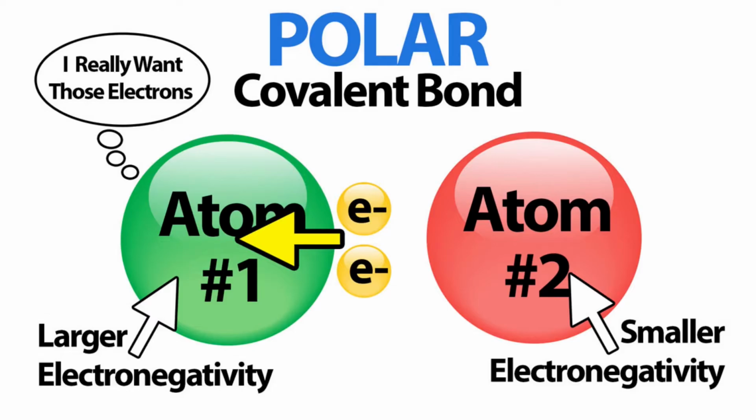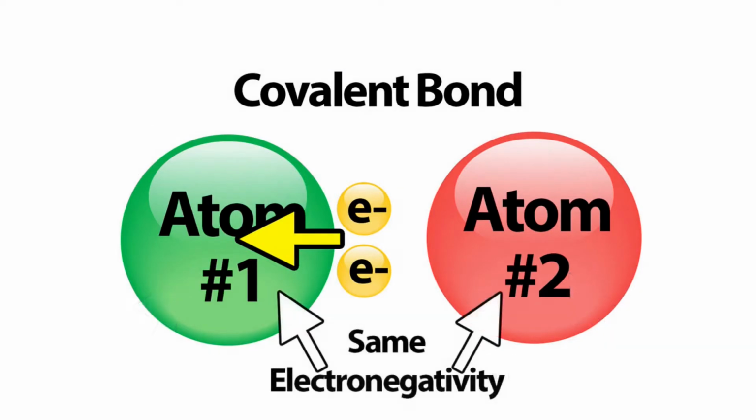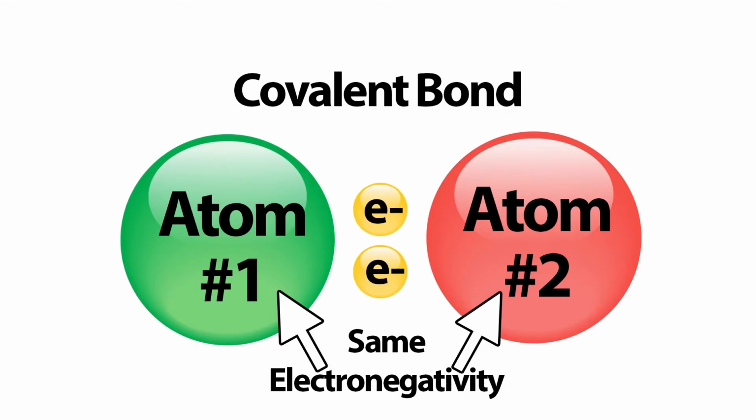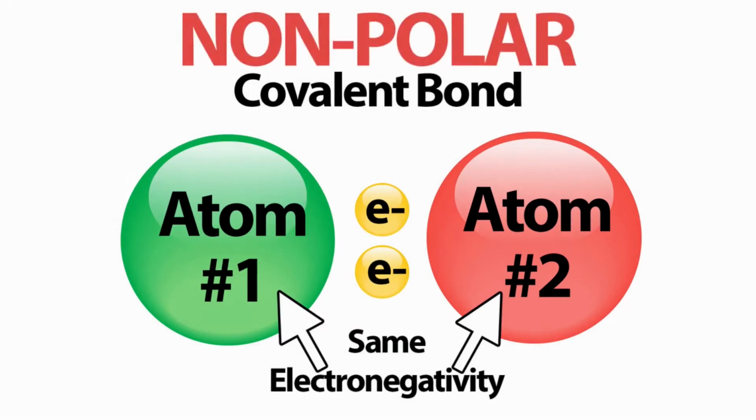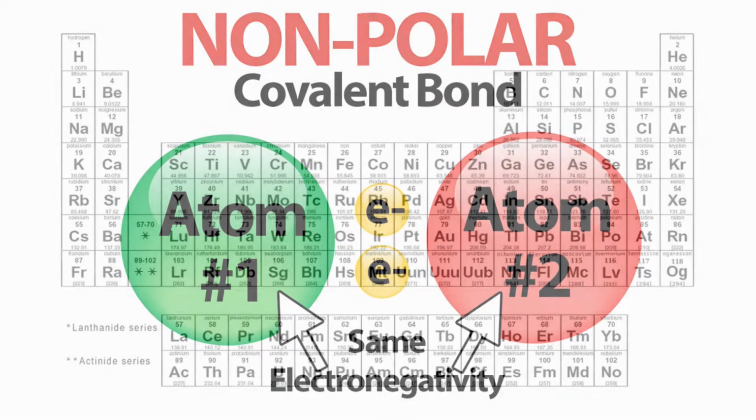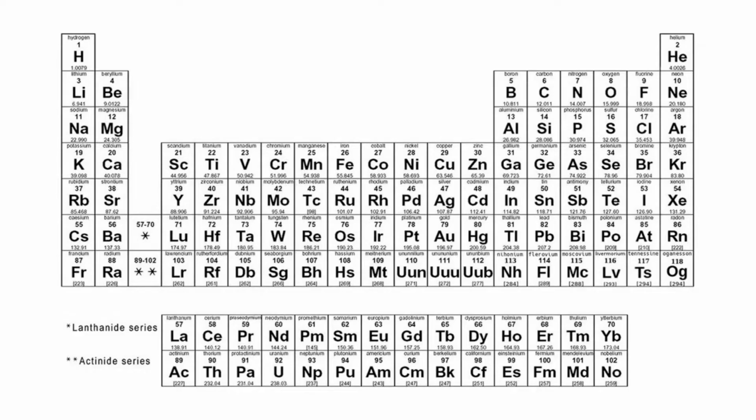If the two atoms sharing the electrons have the same or similar affinity for the electrons, similar electronegativities, then they share the electrons evenly and no polarity is created, in which case it is called a non-polar covalent bond. With all the different atoms on the periodic table, trying to figure out whether a bond between two of these atoms is polar or non-polar may seem like a daunting task.